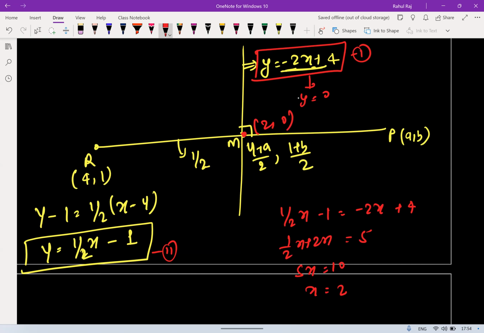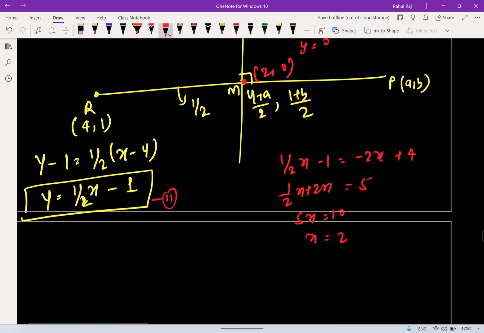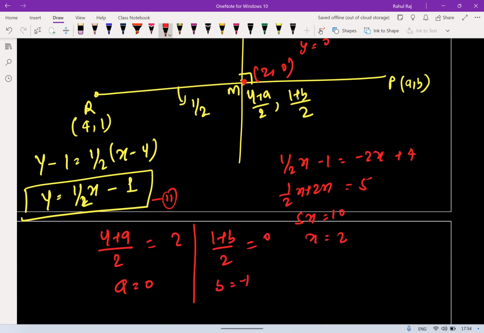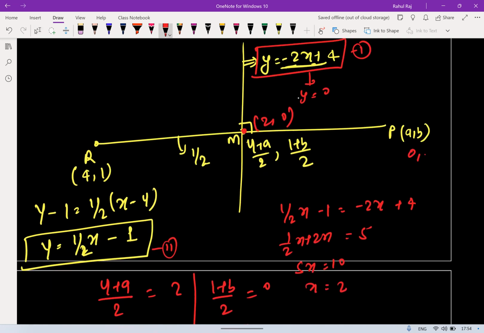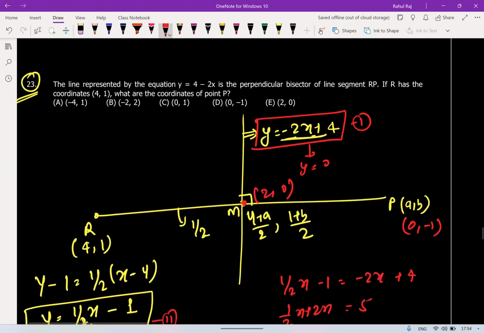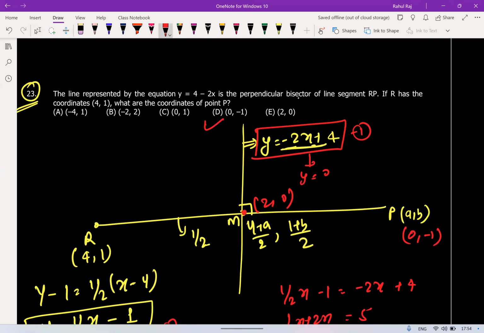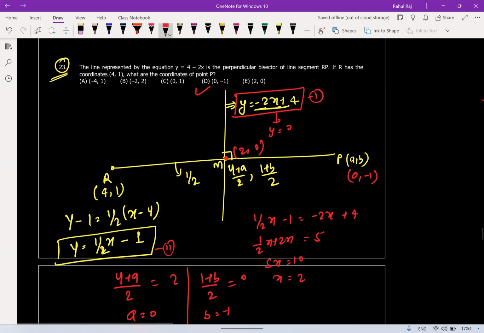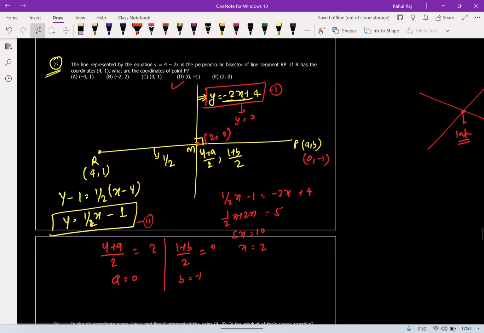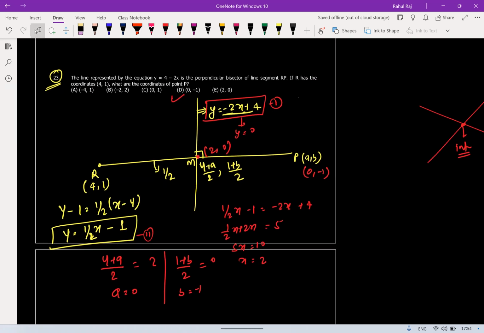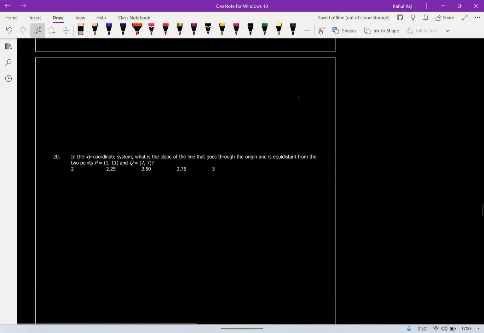2 and 0. Now just equate 4 plus a by 2 is equal to 2. It is just solving. So a is equal to 0 and 1 plus b by 2 is equal to 0. B is equal to minus 1. So ab is 0 and minus 1. There's nothing at all. It's pure solving. Anyone, any problem here? No, right? Can we try question number 20, please?